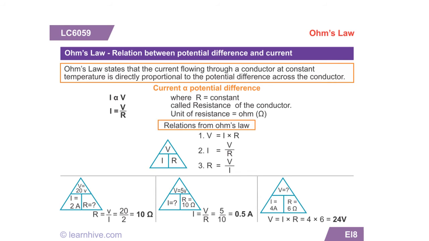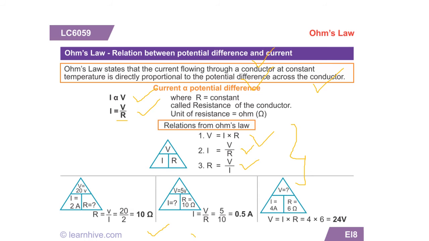Quick revision of Ohm's law. It states that the current flowing through a conductor at constant temperature is directly proportional to the potential difference across the conductor. I is directly proportional to V, so we get I = V/R. R is the constant, which is called the resistance. From the above statement, we can find these three formulas to calculate.